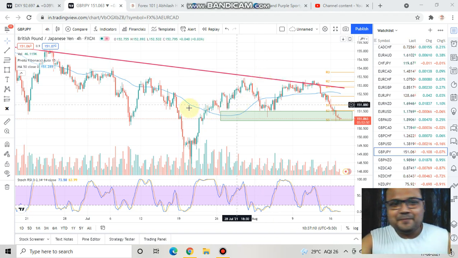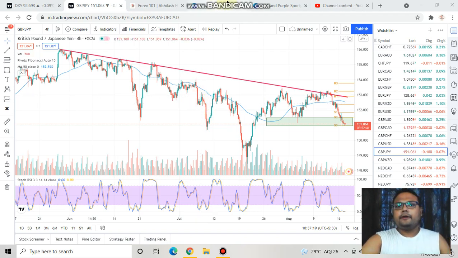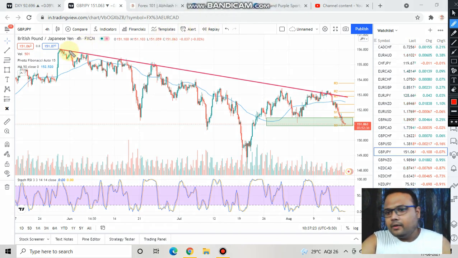Clear? Okay. So this is the overall chart of GBPJPY, and as you can see here, the market is in a downtrend. There is no doubt that the market is in a clear downtrend, because whenever the market was trying to go up, it failed to cross the previous high, and this downtrend has been there in the market for the last couple of months. Therefore there should not be any doubt that this is a seller's market right now, which means that the number of sellers is higher in comparison to the number of buyers.